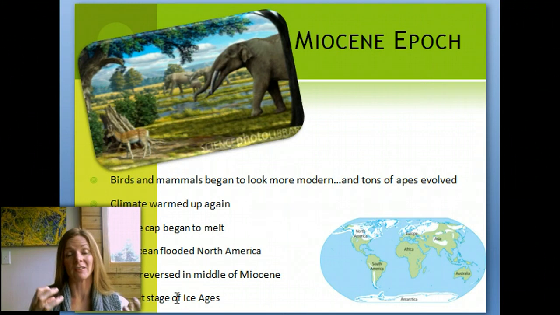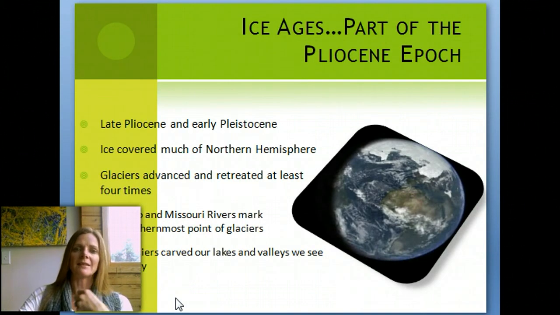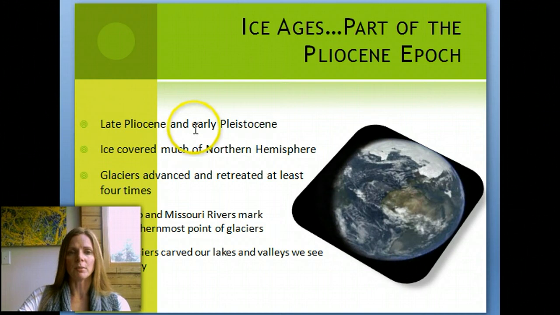So, or should I say, it sets the stage for it. It's kind of crazy how quickly, not that it's quick, because this is still over millions of years, but still you have these climate changes that are drastic. So here's the Ice Age, part of the Pliocene epoch. The late Pliocene and the early Pleistocene, you have these ice ages.